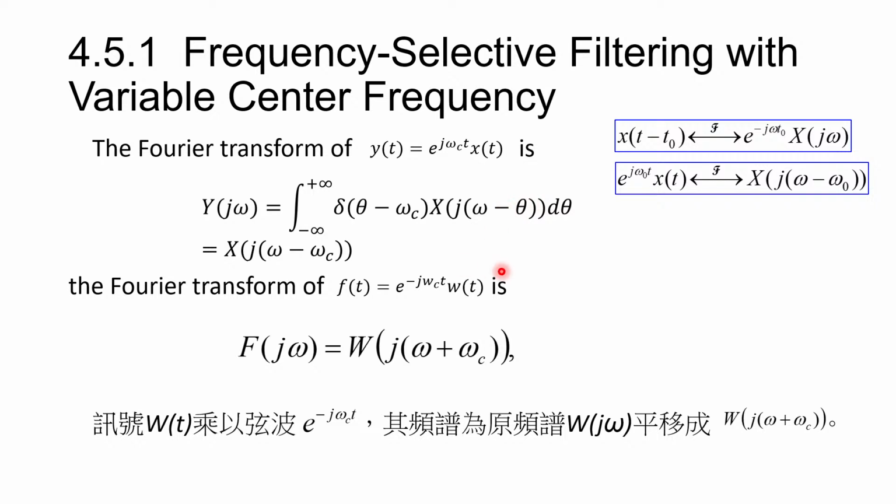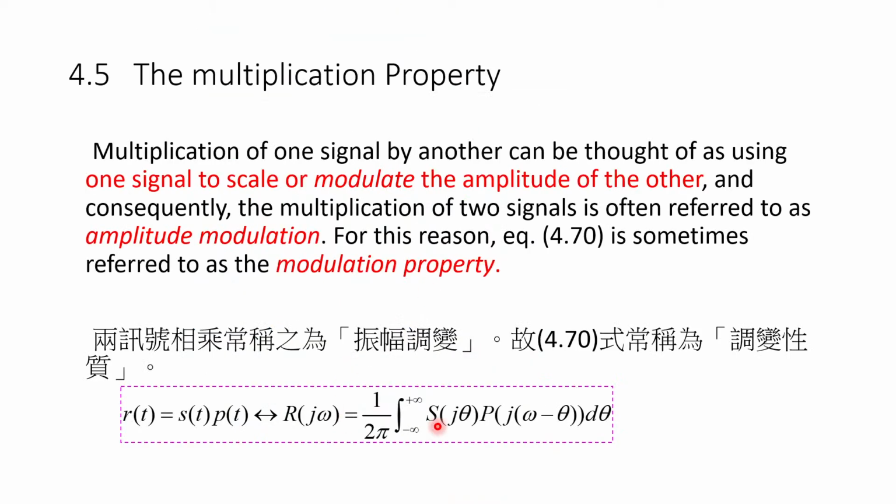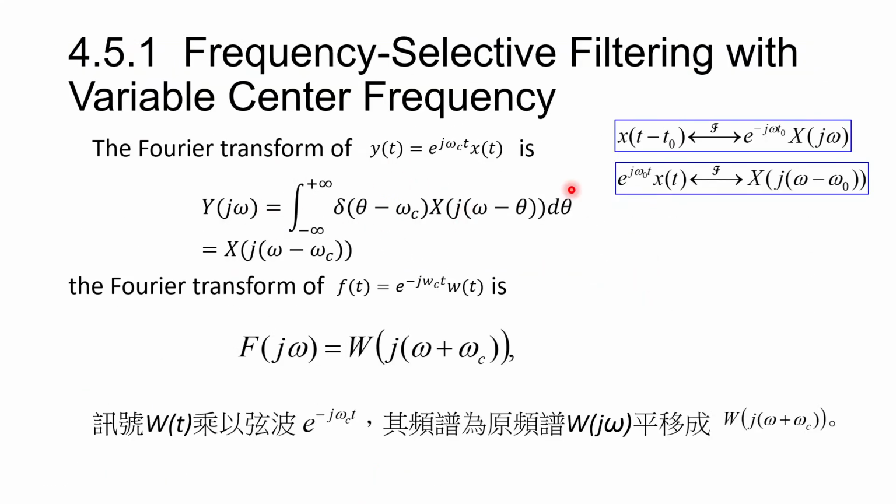But we can also use the multiplication property that we just taught. So we will have Y equal to 1 over 2 pi, the convolution of the Fourier transform of e to the j omega c t and the Fourier transform of x. The Fourier transform of x is just big X of j omega, and the Fourier transform of e to the j omega c t is going to be a delta function times 2 pi, so that cancels out with the 1 over 2 pi in our equation. This is a harder calculation, but in this integration the delta function picks theta equal to omega c. So you get the same result.